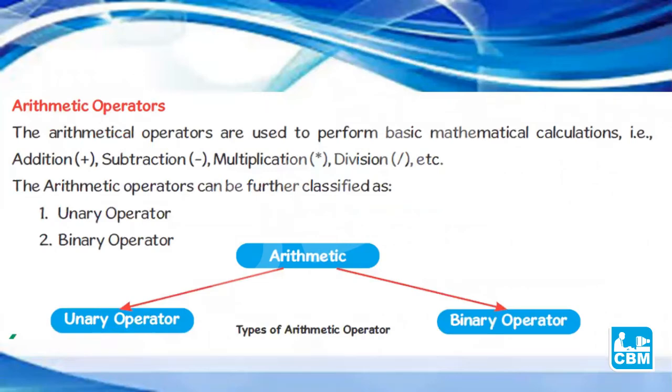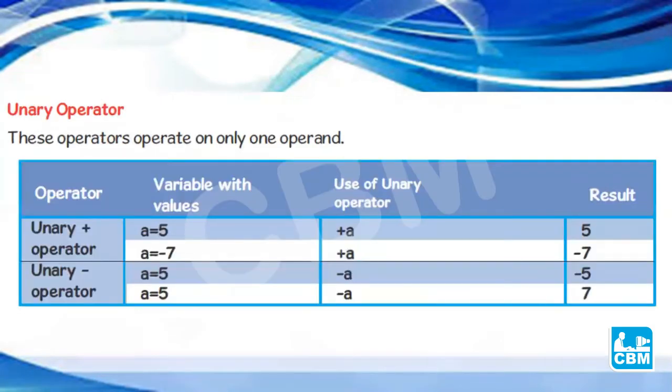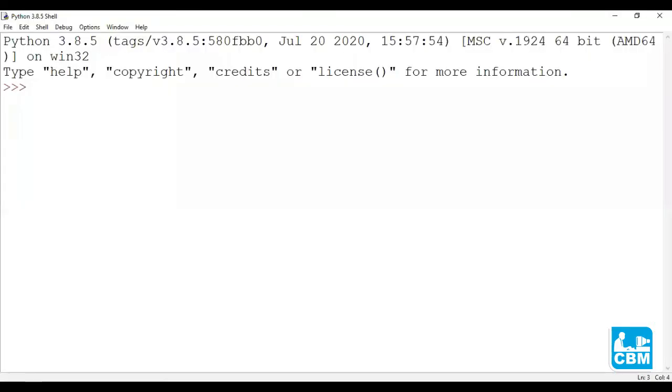Arithmetic operators are used to perform basic mathematical calculations. The basic mathematical operations such as addition, subtraction, multiplication, and division can be performed using the arithmetic operators. These arithmetic operators can be further classified as unary operator and binary operator. A unary operator is an operator that operates on only one operand. Let's see how the unary operator works on a single operand.